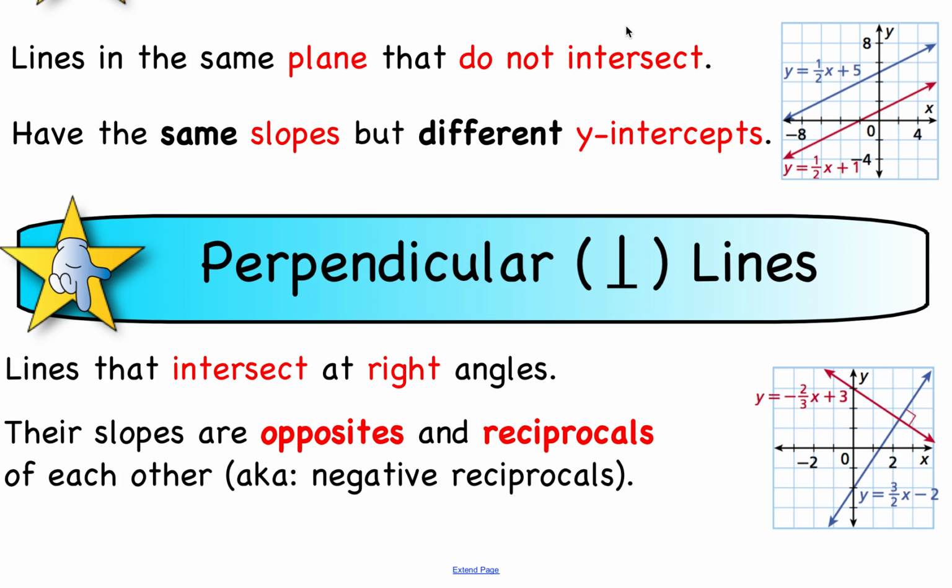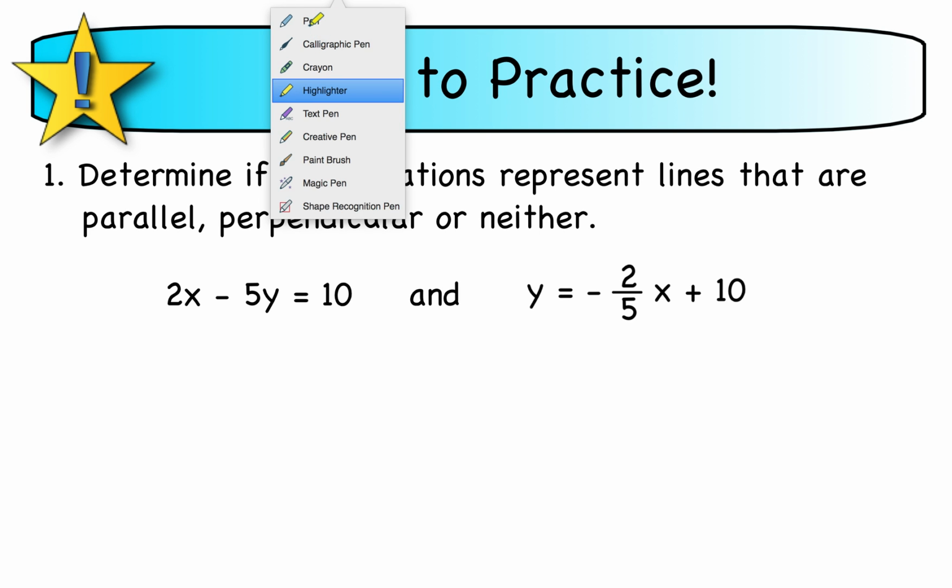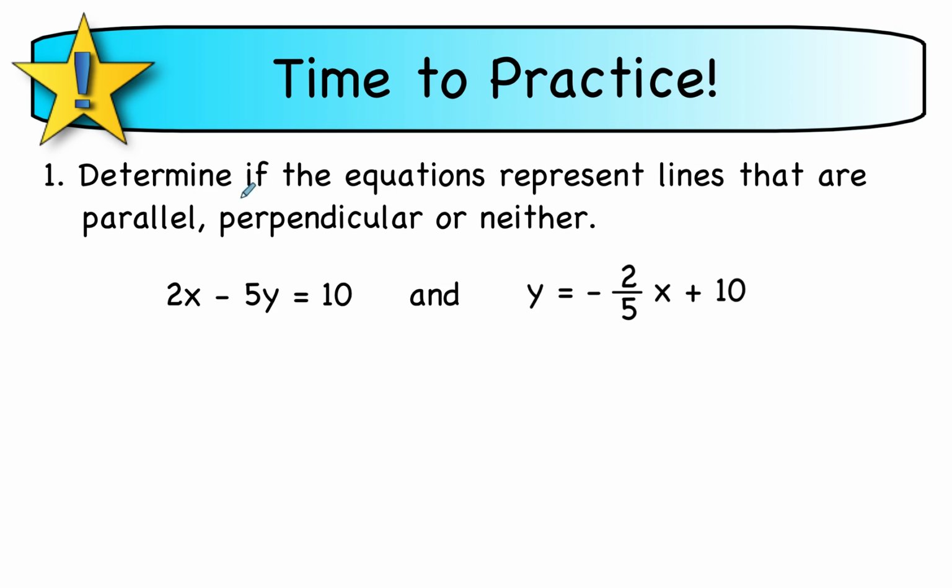So using those definitions, let's go ahead and practice some problems. Our first problem says to determine if the equations represent lines that are parallel, perpendicular, or neither. So the equation on the right, it's very easy to see that the slope is -2/5, okay? If this is in slope-intercept form, there's the slope. So the one on the left-hand side, we need to solve it for y, or put it in slope-intercept form to figure out what the slope of this line is.